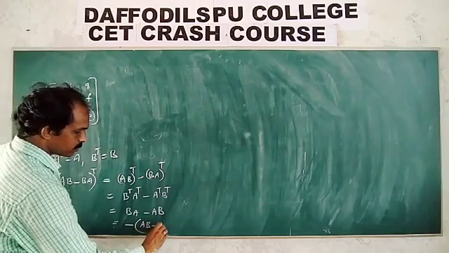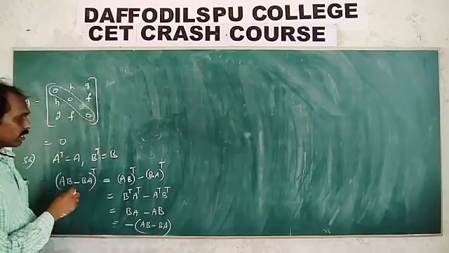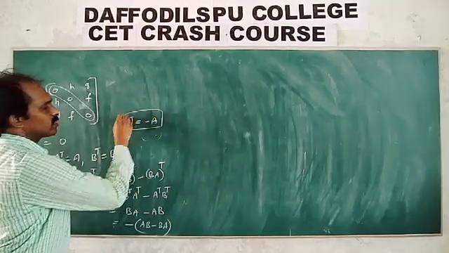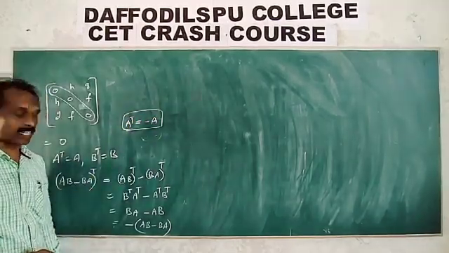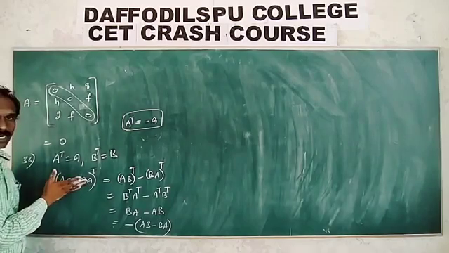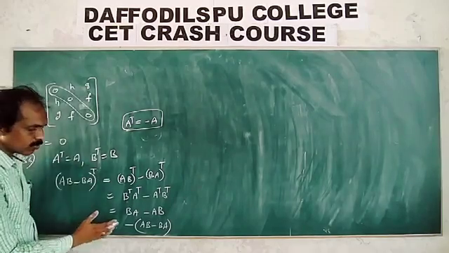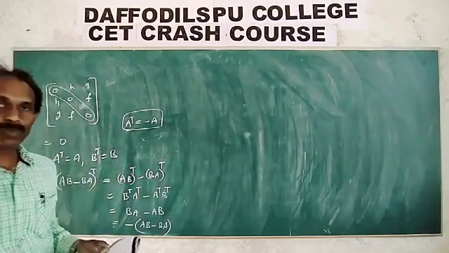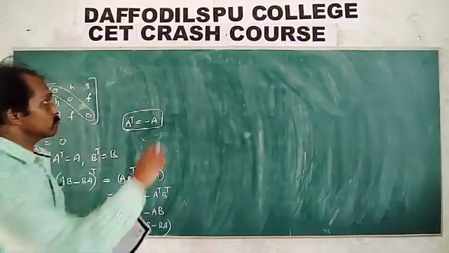AB minus BA, whole transpose is equal to minus of AB minus BA. Okay, A transpose is equal to minus A. This is the definition of a skew symmetric matrix. So this is stated as A transpose is equal to minus of A. So option 2, the second option.